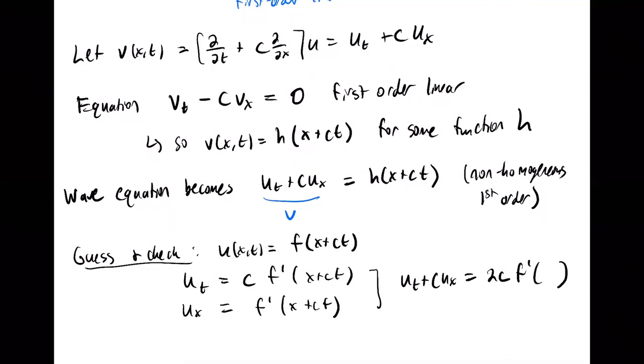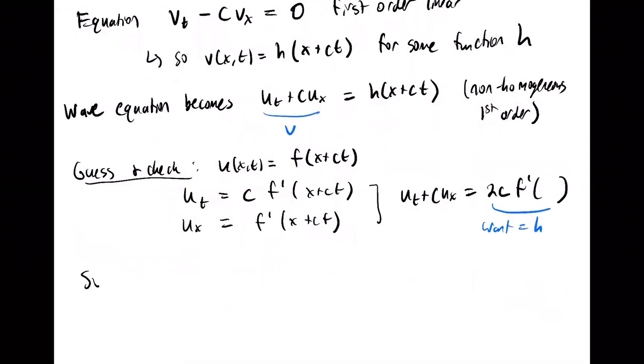And so I want this to be equal to h, right? And so if f is just an antiderivative of h, I have a solution, right? So choose any f, right? So choose my function f, let's say f of z, such that if I take the derivative of f, then I recover h.